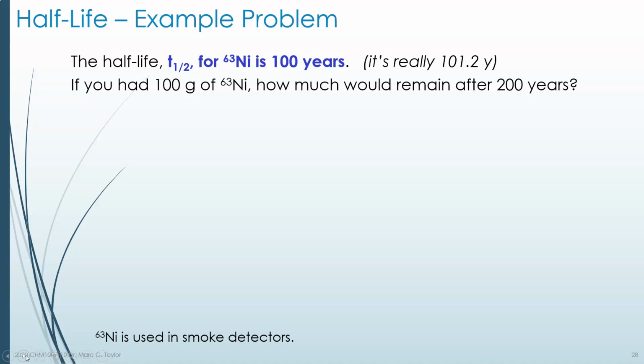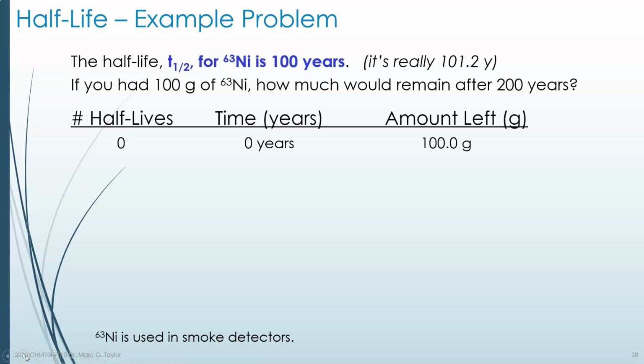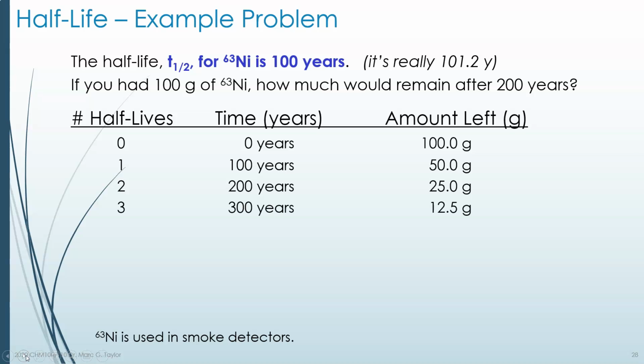So here's the problem. The half-life, the T1/2, for nickel-63 is about 100 years. It's actually 101.2 years, but let's keep the math simple here. 100 years. So if you had 100 grams of this isotope, how much would remain after 200 years? Well, you know that if you're starting with 100 grams at 0 years, that's 0 half-lives. After 1 half-life, 100 years, it's going to go down to half of that, 50 grams. And if you wait 200 years, it's going to go to half of that, 25 grams. And you could keep doing this.